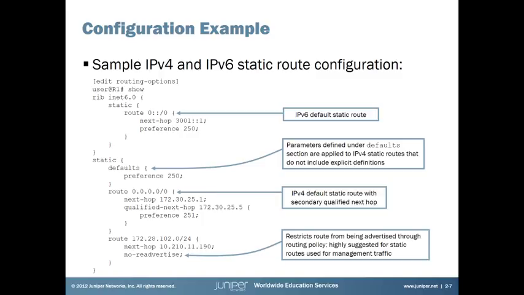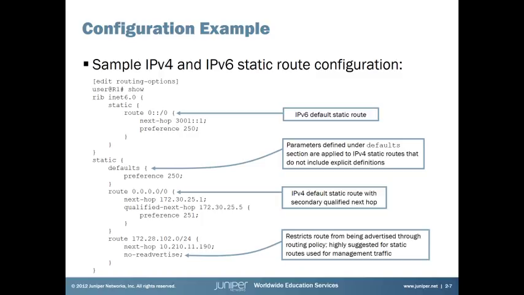You can also go over into the static defaults section and change the default preference. So by default, the preference of a static route on a Juniper device is 5. That's the default route preference of 5. So we can go and change that. You can change your defaults if there was some reason for doing it. It wouldn't be something you just do, but if there was some reason, you could.